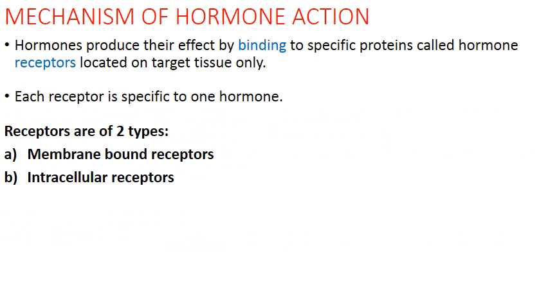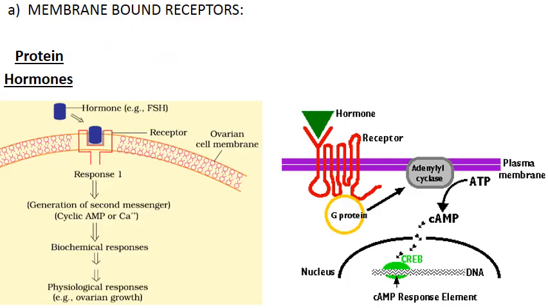So now that's what we said here. Hormones produce their effect by binding to specific proteins called as hormone receptors located on the target tissue only, and each receptor will be specific to one hormone. So receptors can be of two types. You have the membrane bound receptor, you have the intracellular receptor. Now coming to, so this is a membrane bound receptors. Membrane bound receptors, like you have the proteins, so these are membrane bound receptors.